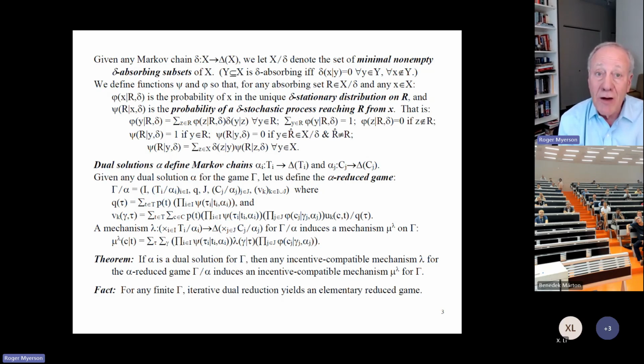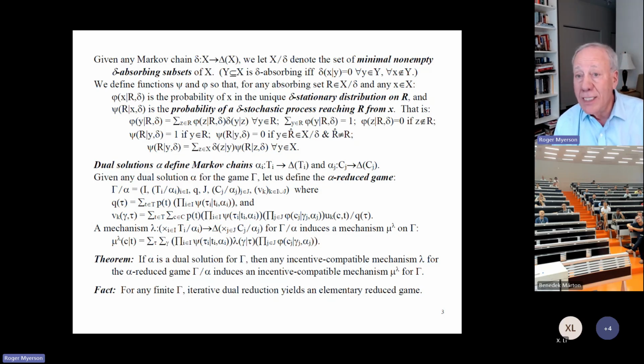And one thing you should know about a Markov chain, I'm assuming we're talking about finite sets, is it partitions the finite domain of the Markov chain. Some elements of X may be transient. They're not in any minimal absorbing set, but there's at least one minimal absorbing set, and those minimal absorbing sets are disjoint, and they form a partition of the non-transient elements of X under the Markov chain.